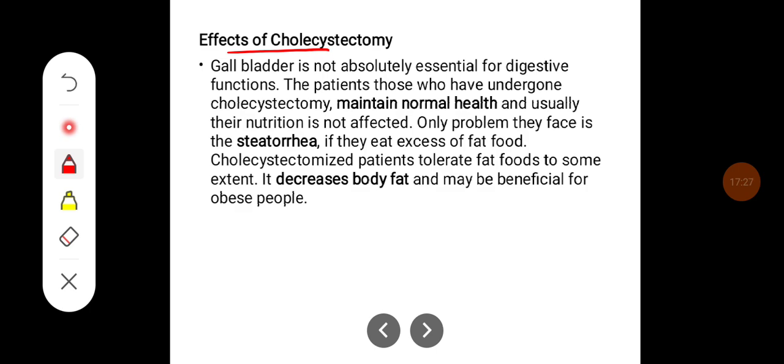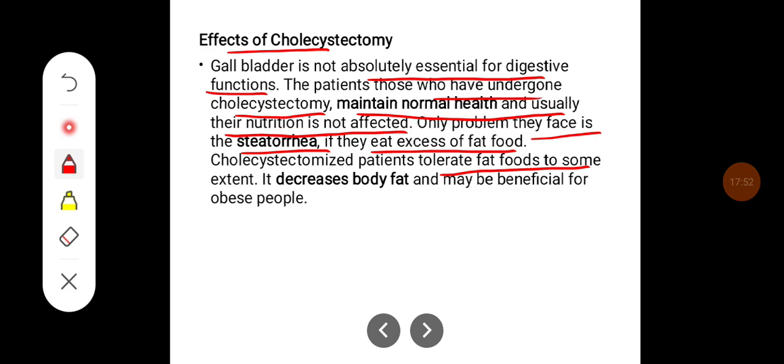Effect of cholecystectomy. The gallbladder is not absolutely essential for digestive function. Patients who have undergone cholecystectomy maintain normal health and usually their nutrition is not affected. The only problem they face is steatorrhea, if they eat excess fatty food. Cholecystectomy patients tolerate fatty foods to some extent, so it decreases the body fat and may be beneficial for obese people.